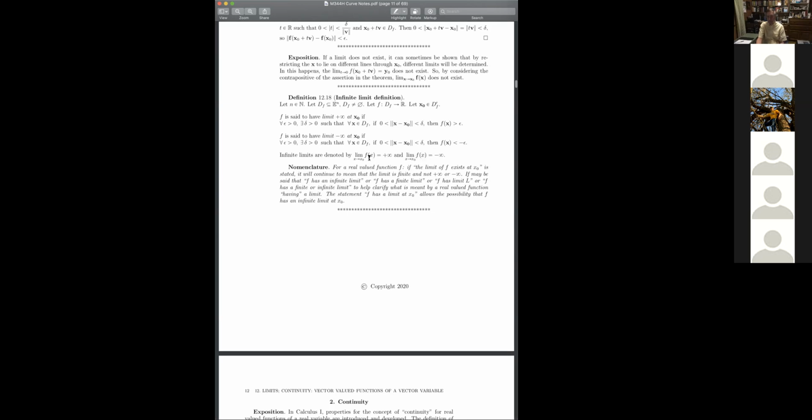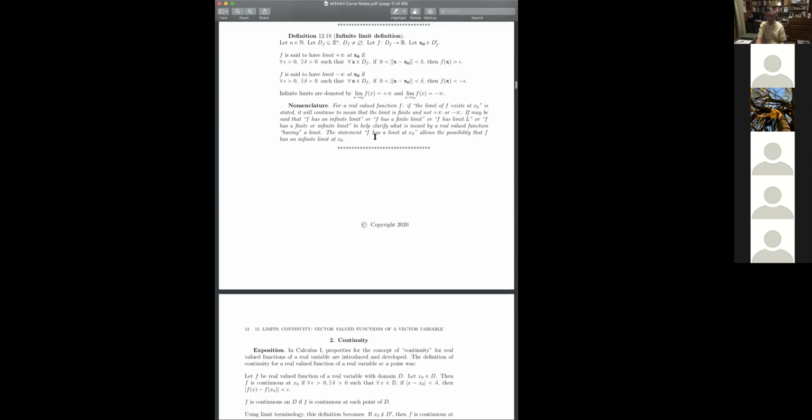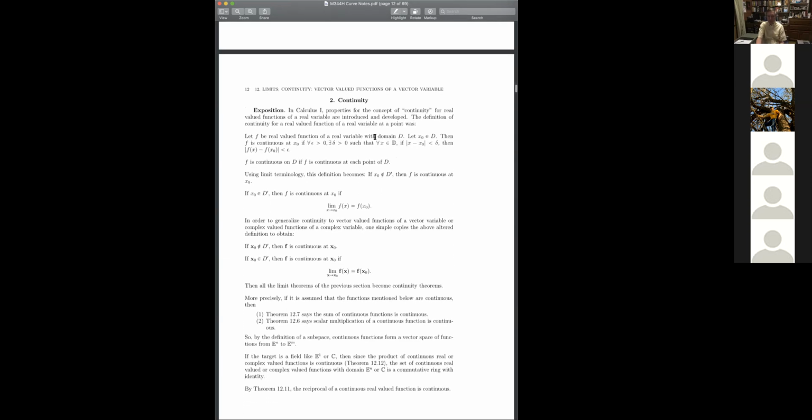These x's should have, this is a typo, should be heavy print. They will be later when I correct this. But anyway, these should be heavy print like these. But basically we have infinite limits as well. And then we talk about continuity.